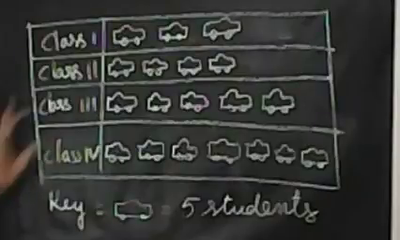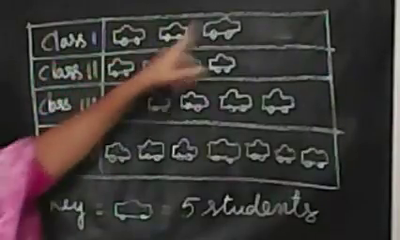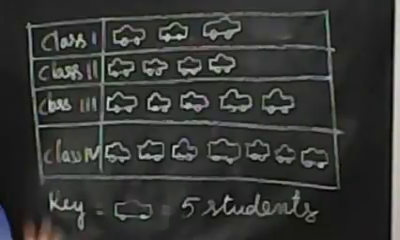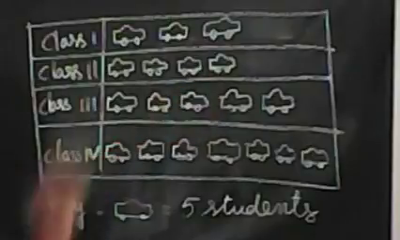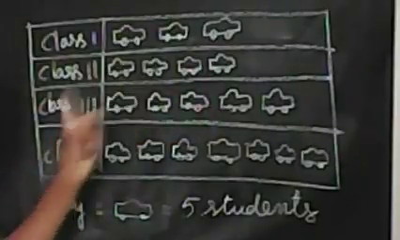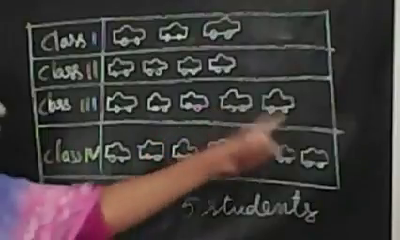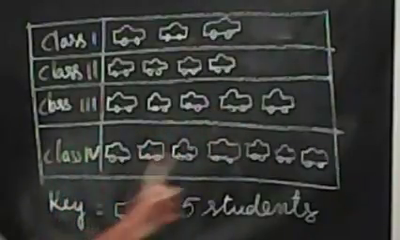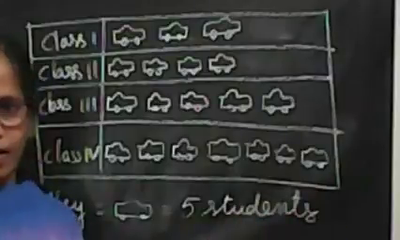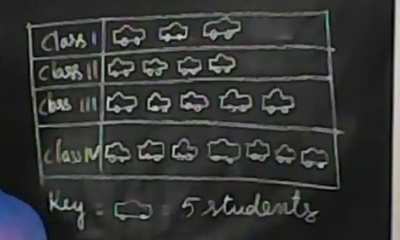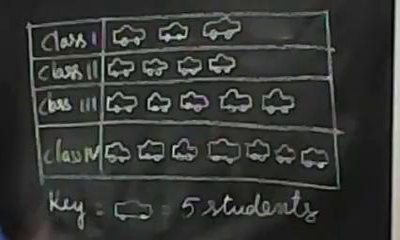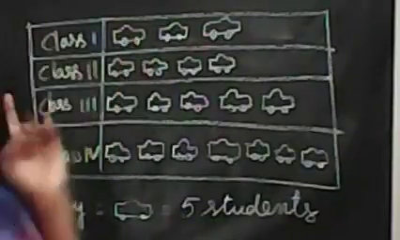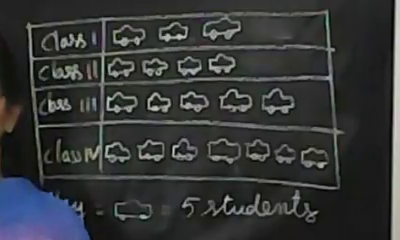See that class 1, they are given 1, 2, 3. 3 pictures of cars are given. Then class 2, 1, 2, 3, 4. 4. And class 3, 1, 2, 3, 4, 5 cars. Class 4, 1, 2, 3, 4, 5, 6, 7 cars. And they are saying that 1 car represents 5 students. 1 car is equal to 5 students. So when you see this 1 car, you have to understand that is 5 students.